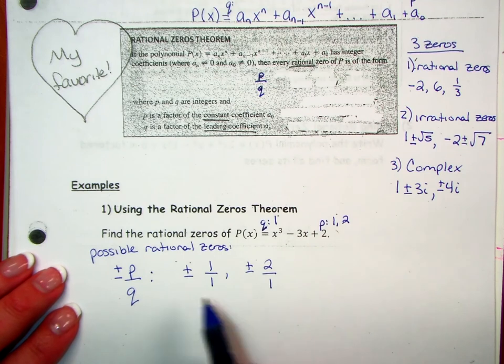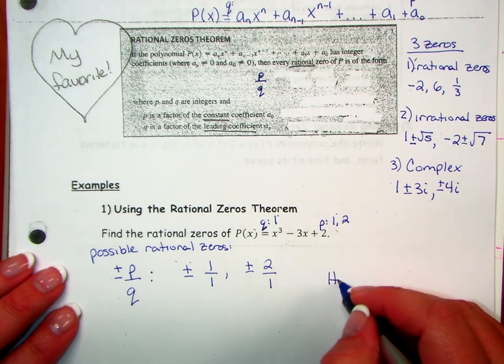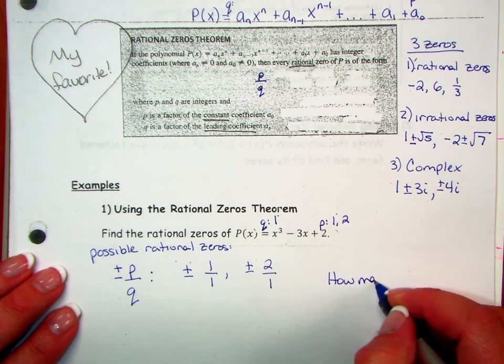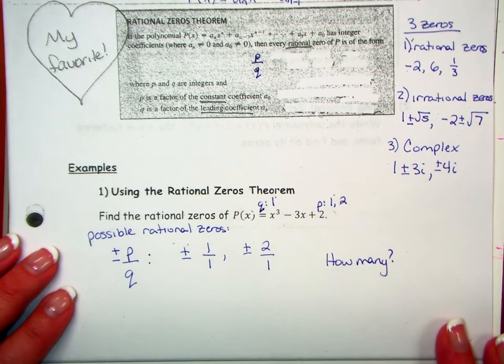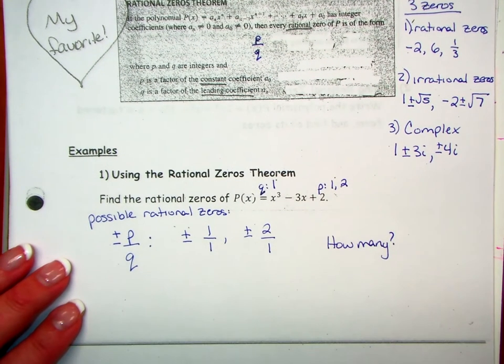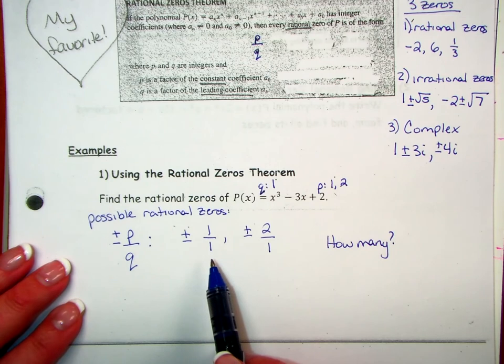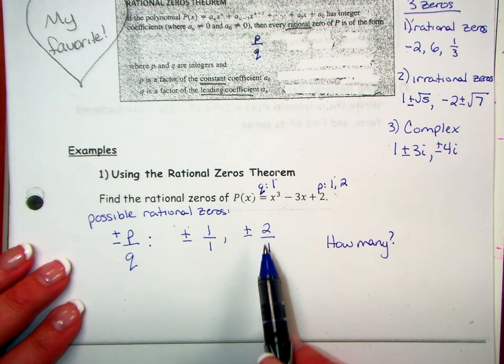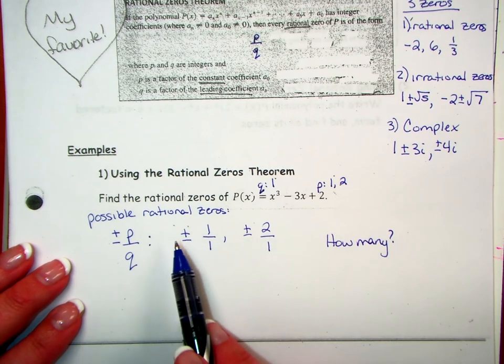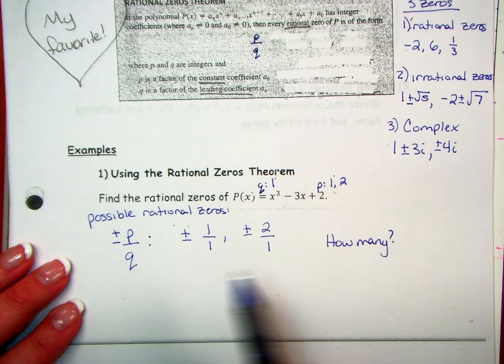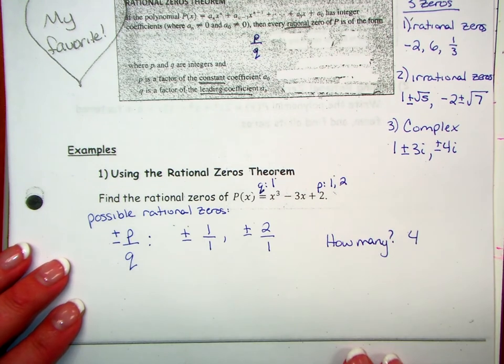Right? So how many zeros are here? This is an important question, because this is what the question is going to be on your final exam. How many possible unique rational zeros are there? We have 1 and negative 1, 2 and negative 2. So even though you just see 2 zeros here, because we have plus or minus, we need to multiply that result by 2. So we're going to have 4 possible rational zeros.